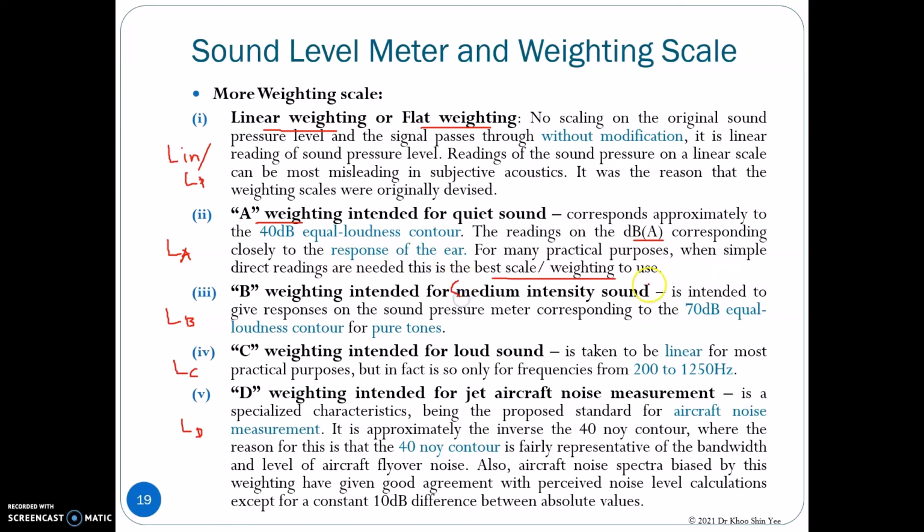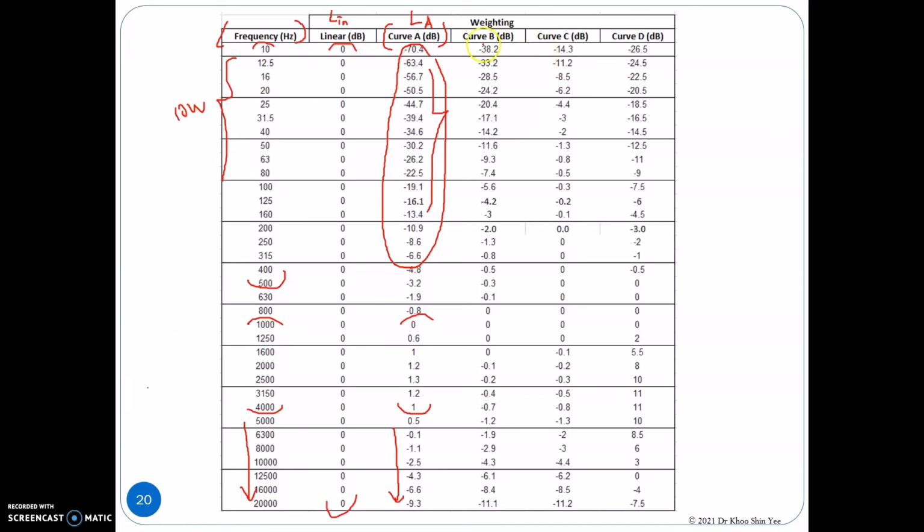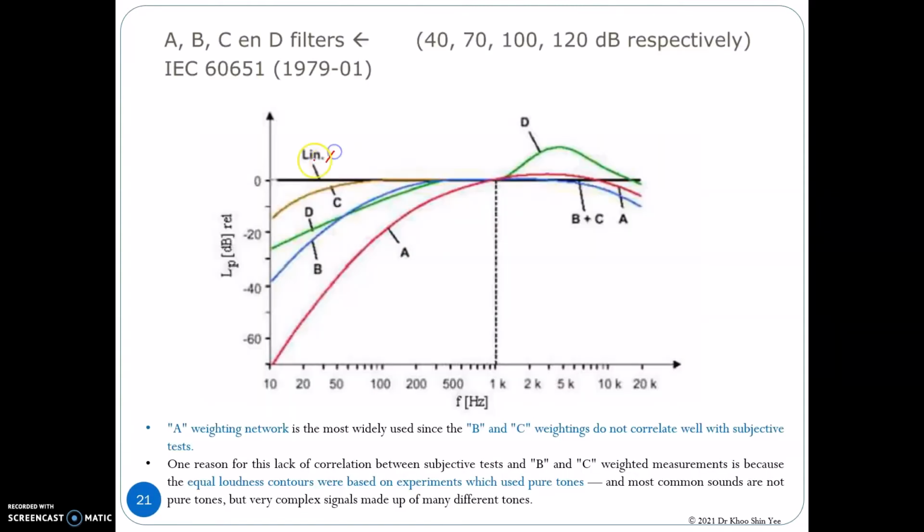For medium intensity sound, loud sound, and higher noise sound such as the jet aircraft noise measurement, we can use the B, C, D weighting respectively. You can read the description provided here for your extra information. Besides that, the B, C, and D weighting are provided in this table as well. The linear weighting and A, B, C, and D weighting can be plotted in this graph by using the previous table data.